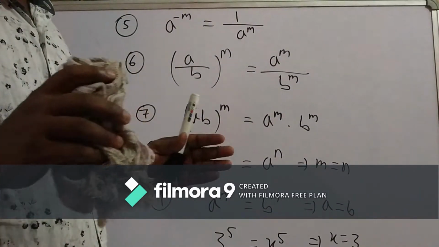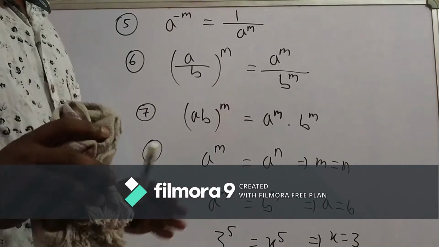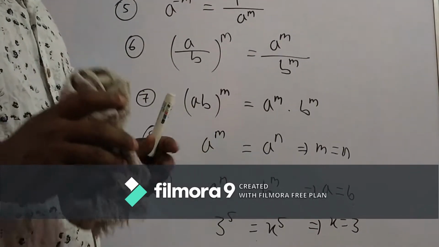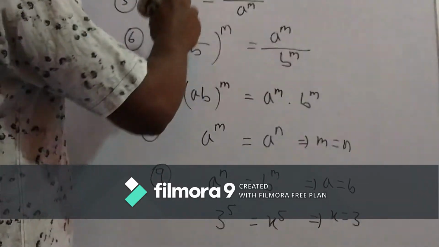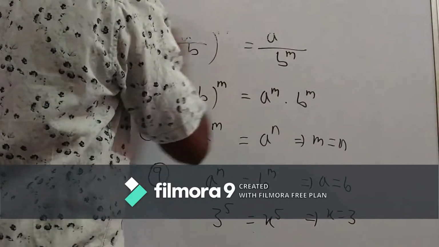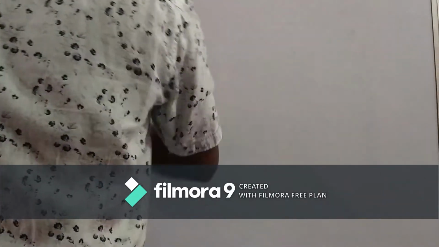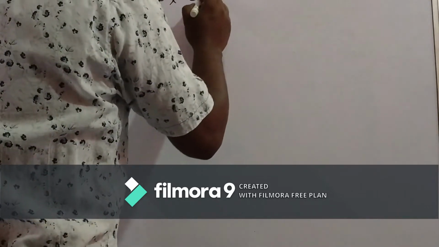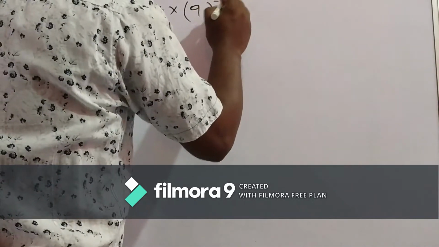Now I am doing a variety of problems related to exponent. The way the question comes in the exam, such types of problems I am doing. You have to do it in your copy. So first one I am doing for you. Suppose the question is given, question number 1: 27 into 9 to the power minus 3 by 2.